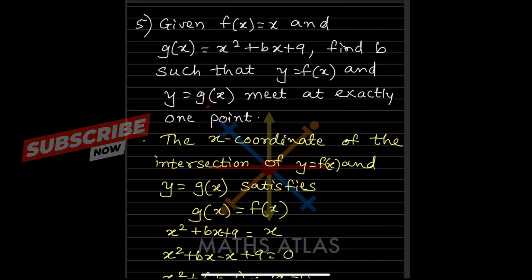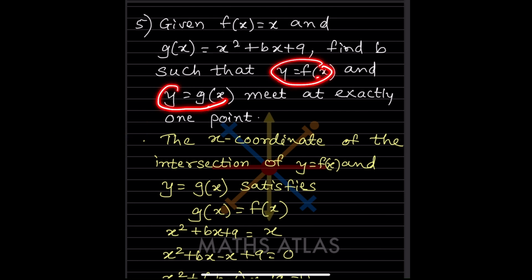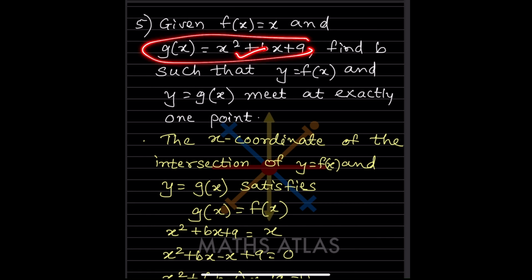So we can write here g of x. Both of these are y, so we can write g of x is equal to f of x. Now g of x is given, so you will write the equation over here. And what is f of x given? That is x. So now let us solve this one.